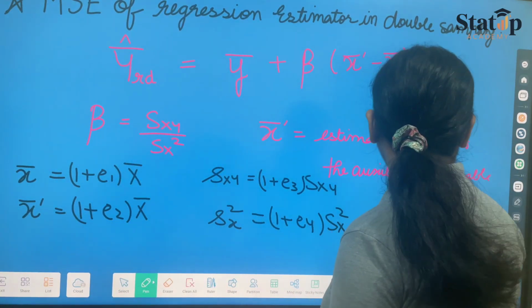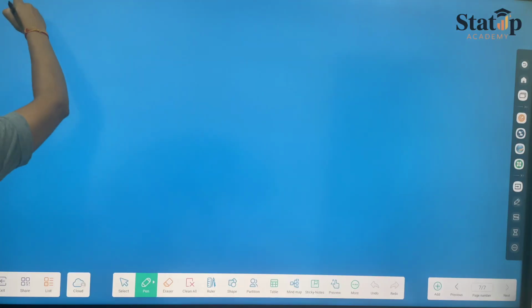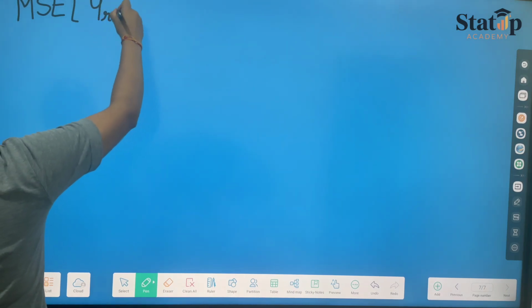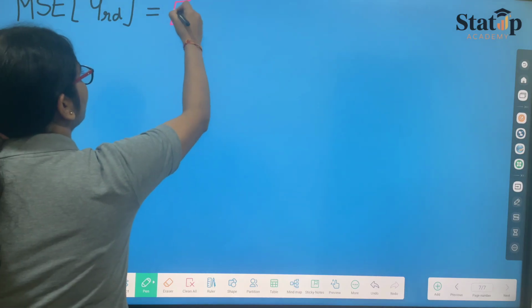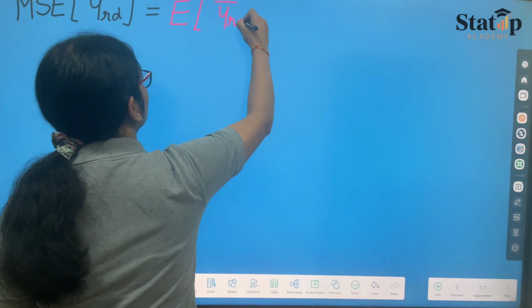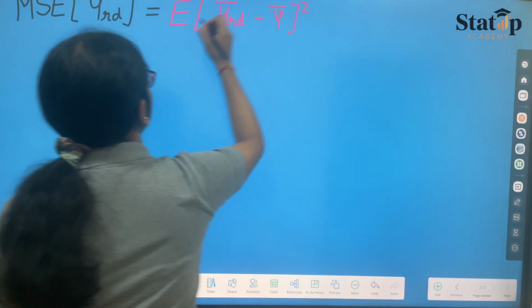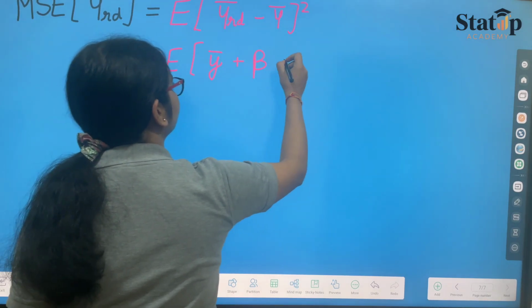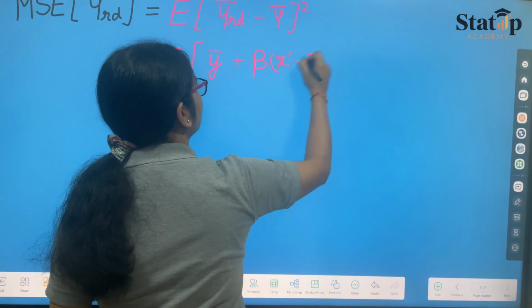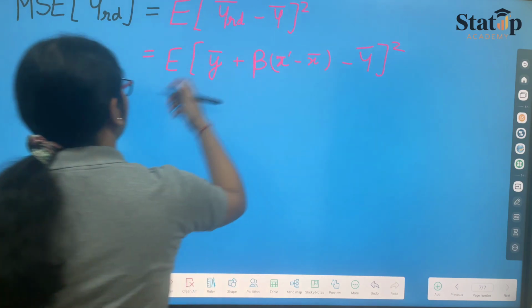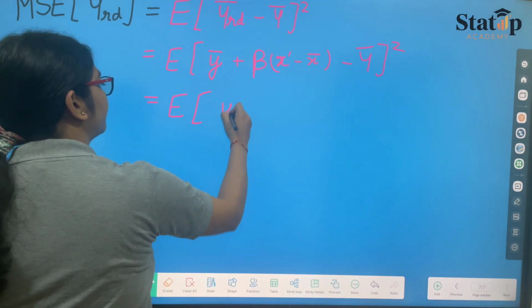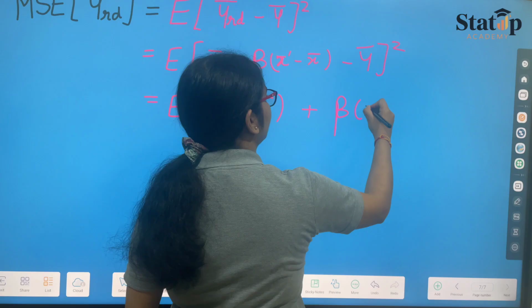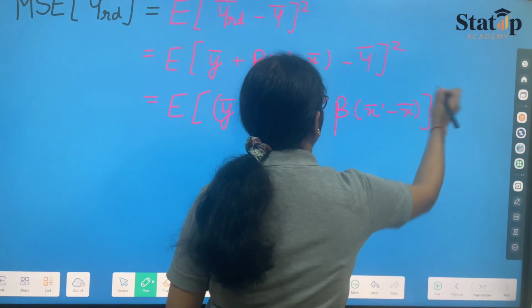Now, what is meant by MSE? The mean squared error of the regression estimator in double sampling is given by the expectation of y bar cap rd minus capital Y bar, whole square. Now this can be written as the expectation of small y bar plus beta times x bar prime minus x bar, minus capital Y bar, whole square. Taking them together, we get y bar minus capital Y bar as one unit, and beta times x bar prime minus x bar as the other unit, and its whole square.